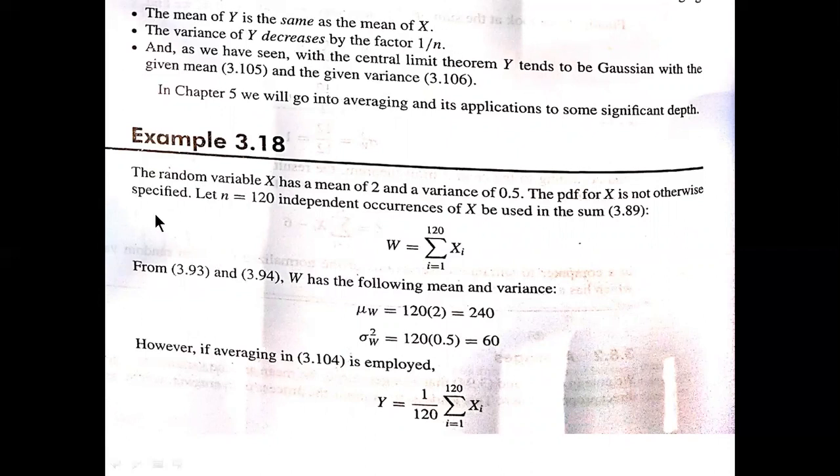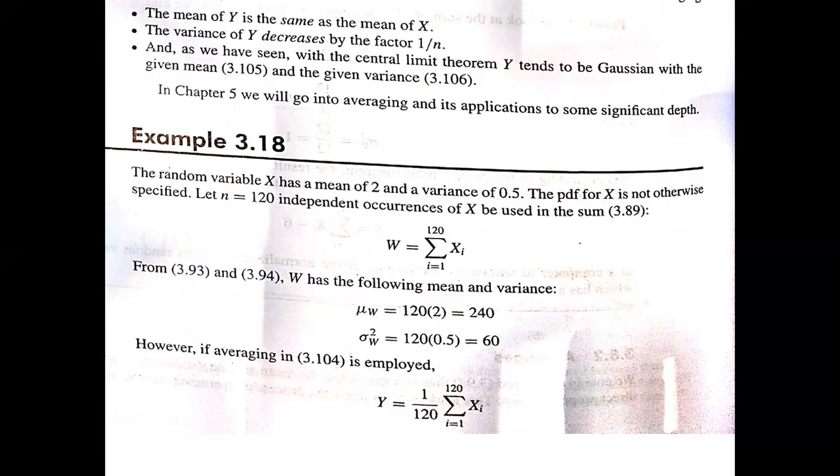will just turn out to be the same as the mean of x. So let us take an example where the mean of x is equal to 2 and variance of x is equal to 0.5. We need to find... the PDF for x is not otherwise specified. We don't know the PDF, only the mean and the variance are given. Let n equal 120 independent occurrences of x used in the sum, then w is the sum of xi for i equal to 1 to 120, then naturally mu w will be 120 into 2 equal to 240, and sigma w squared is equal to 120 into 0.5 equal to 60.